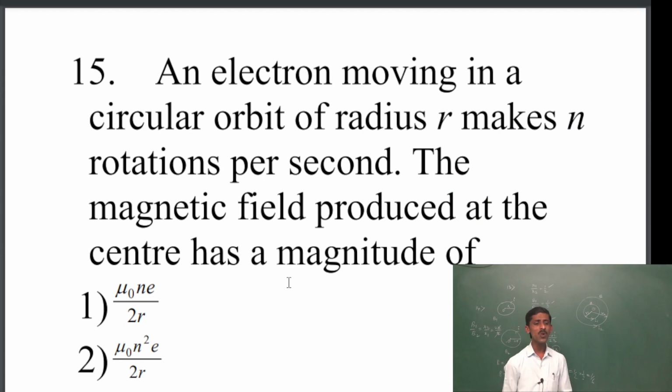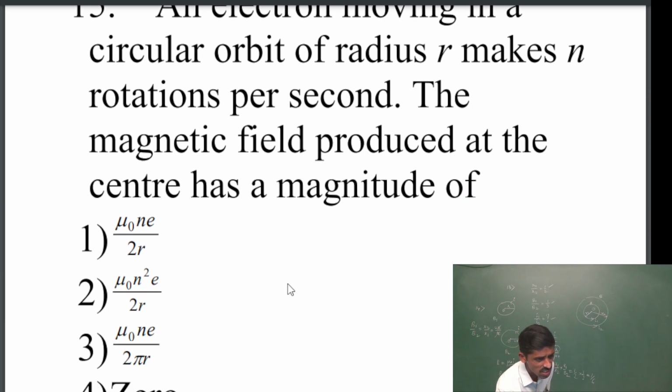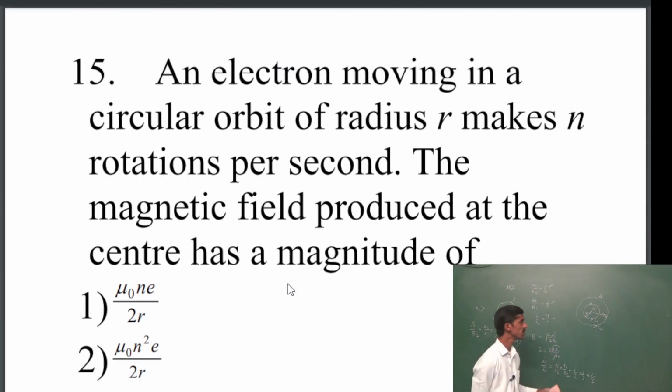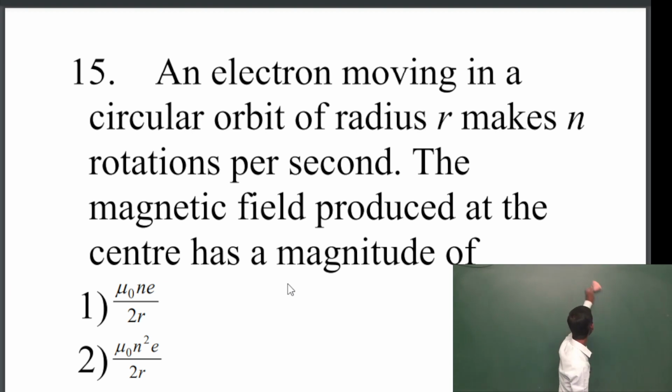An electron is moving in a circular path of radius R, making n rotations per second. So here the particle is an electron, which is moving in a circular orbit of radius R, making n rotations per second. The magnetic field produced at the center has a magnitude of, yes.